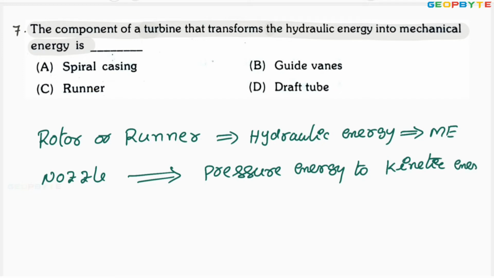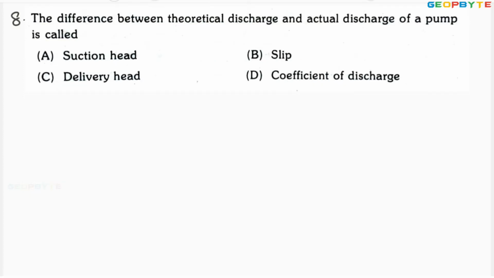Kinetic energy. Anyhow, here the component of the turbine that converts hydraulic energy to mechanical energy is the runner or rotor. Therefore, option C is absolutely correct. Let us take another problem. Look at the eighth problem.